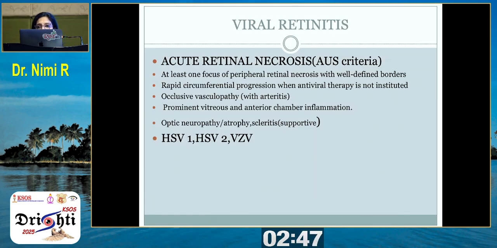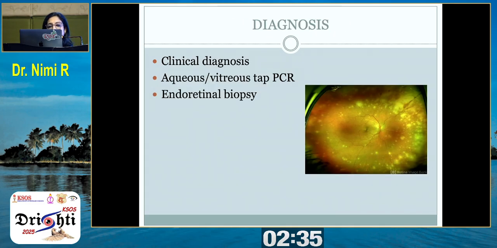Coming to the posterior segment lesions, viral retinitis is common, and in acute retinal necrosis the characteristic features are there, so it is also a clinical diagnosis. You can see peripheral necrotic retinitis patches along with vitritis, occlusive arteritis and all. You can do an aqueous or vitreous tap and send it for PCR, and very rarely you can do an endoretinal biopsy.